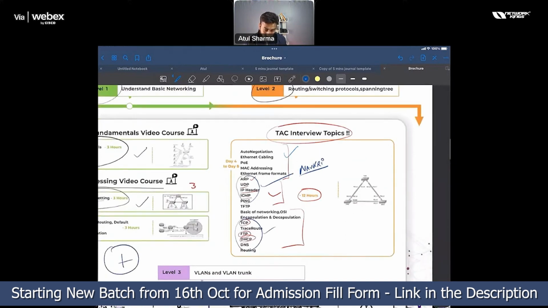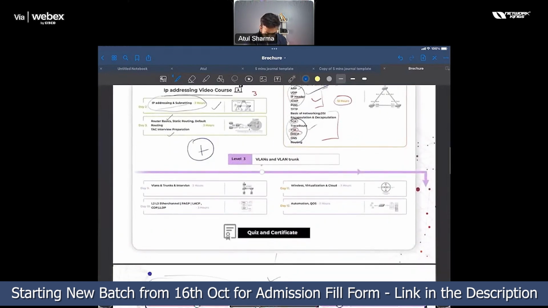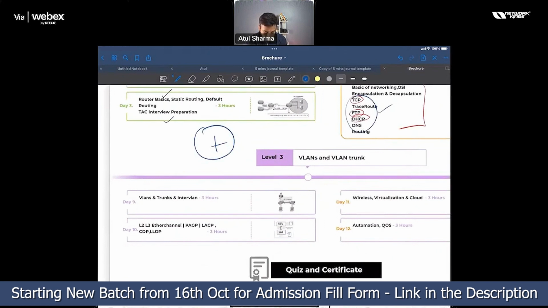Why does NTP work on my switch when it goes through a router to another router? The main device is the NTP master and the others are NTP clients. After that we will cover level 3. In level 3 we will be preparing you for enterprise.